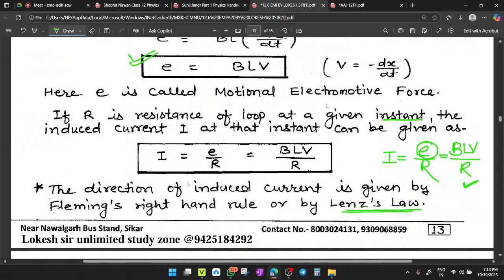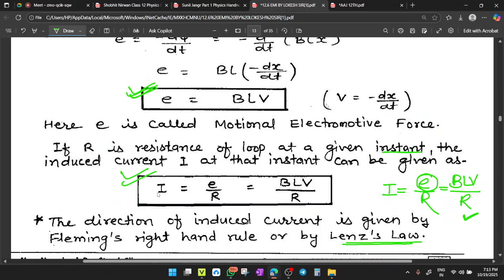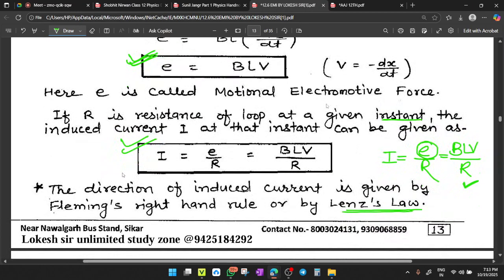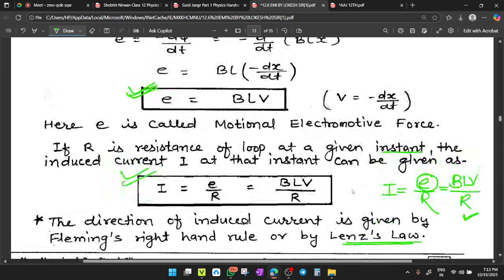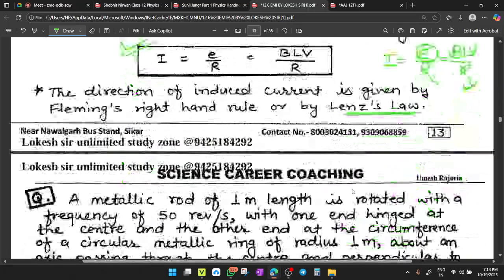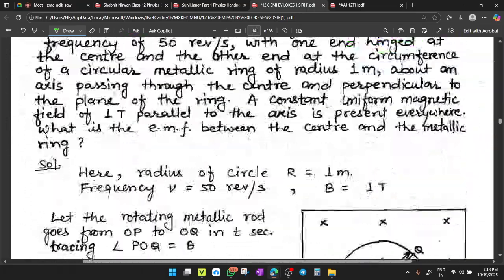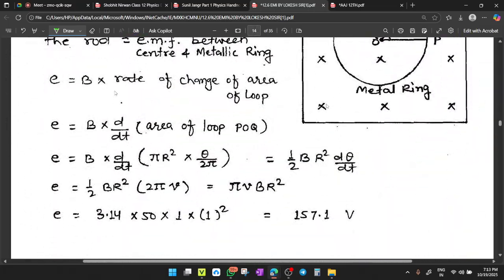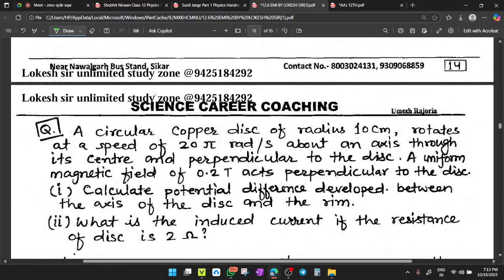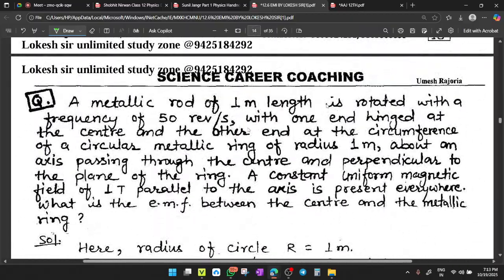So this is the derivation for motional EMF and the amount of current produced. I equals E upon R, that equals BLV by R. The direction of the induced current is given by Fleming's right hand rule or by Lenz's rule. Clear? Yes. Now, next, this is a numerical related to this one.